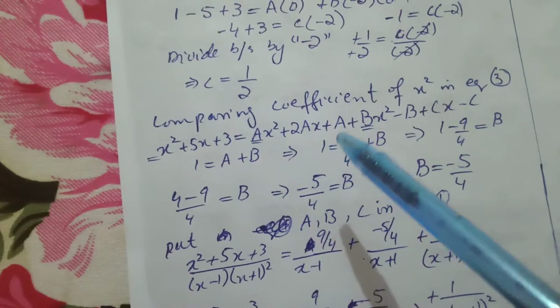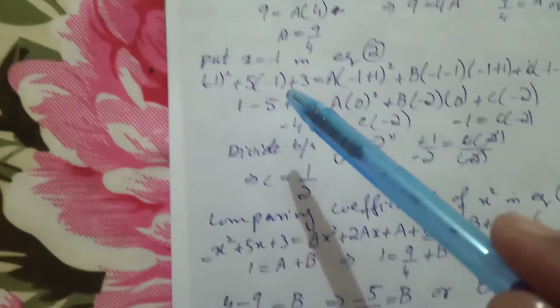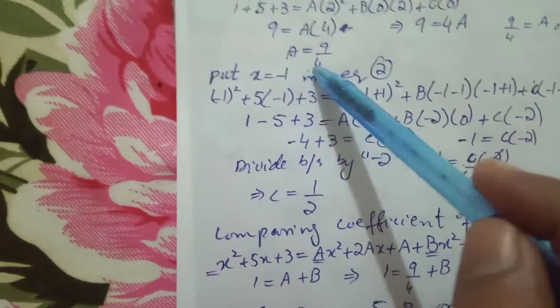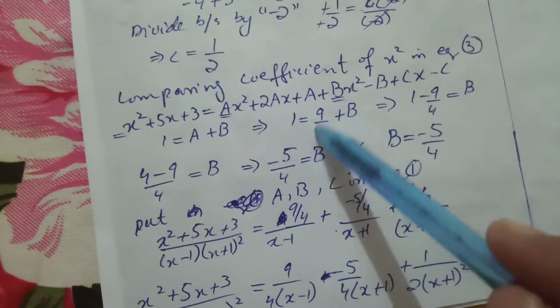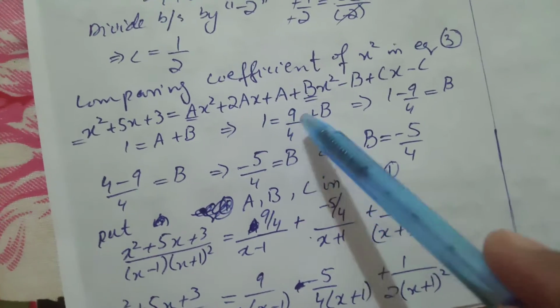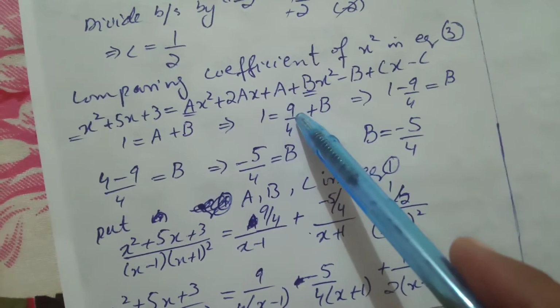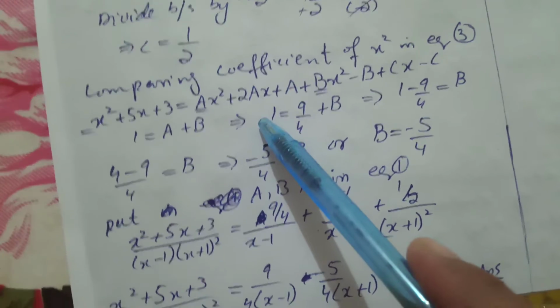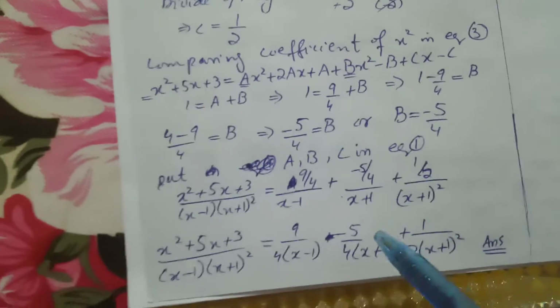Now we know the value of a. A is equal to 9 by 4. We can put a is equal to 9 by 4 in this equation. So 1 is equal to 9 by 4 plus b. When 9 by 4 moves to the other side, it will be negative. So 1 minus 9 by 4 is equal to b.